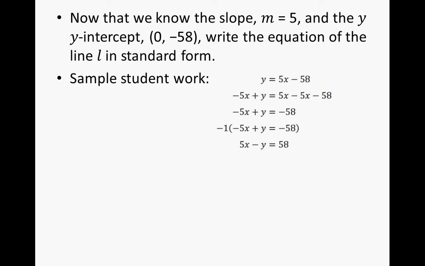So that means -5x plus y is equal to 5x minus 5x minus 58. And since we don't really want a negative for our first term, we multiply the whole thing by -1 to find the opposite. So that would give us 5x minus y is equal to 58.